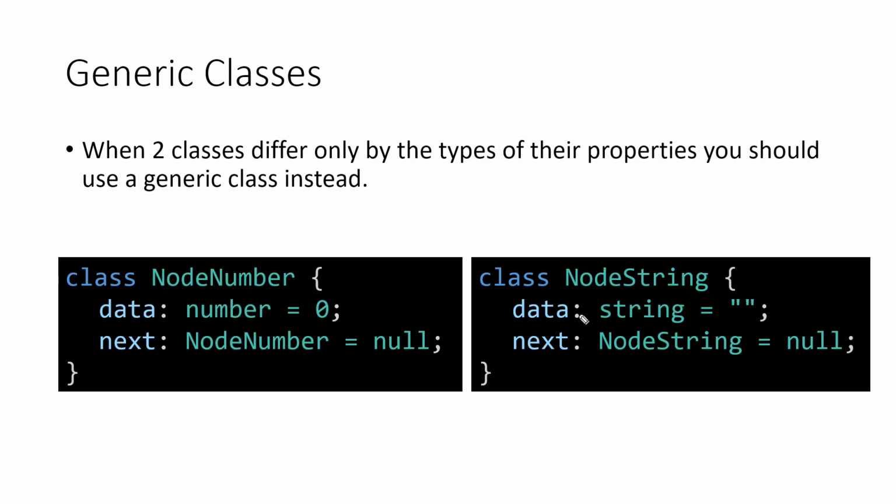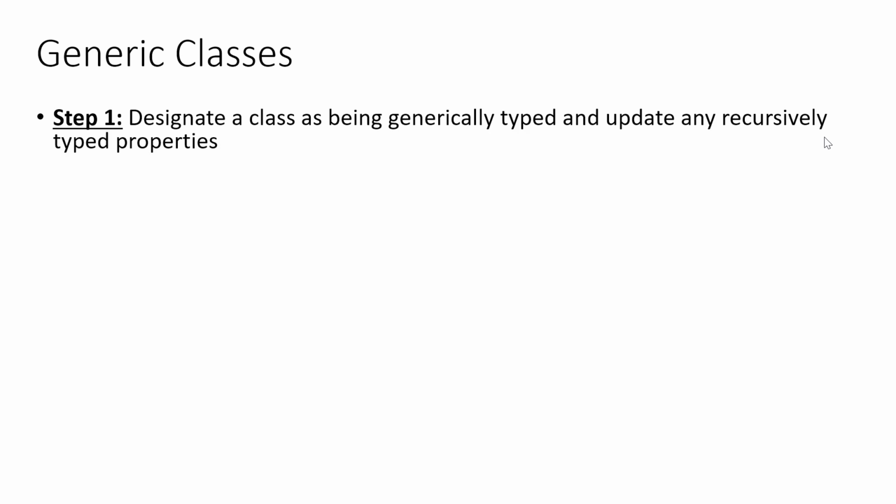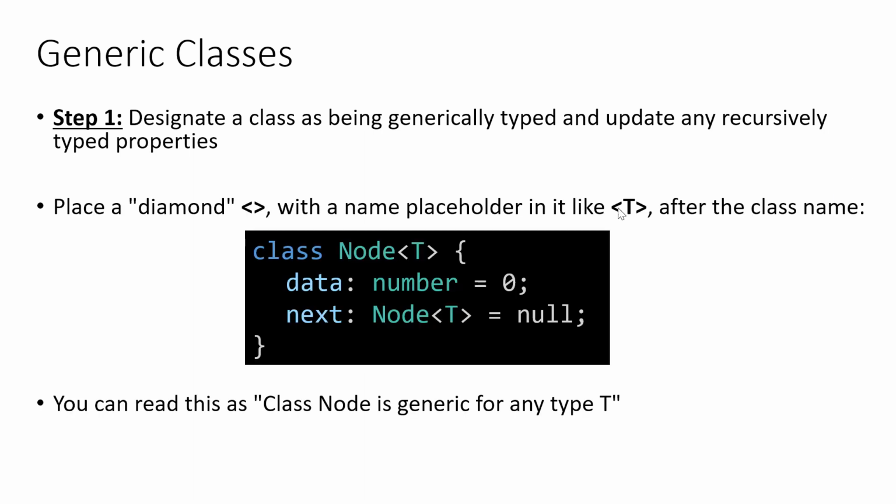So how can we get ourselves out of this bind? What we're going to try to do is move through the steps of how we can make a class that is typed generically, so that we can have a Node class that works for any type we want to store in its data property. The first step we're going to need to take is to designate that a class is generic and defined generically. The way that we're going to do that is with this diamond T syntax here, with this diamond syntax.